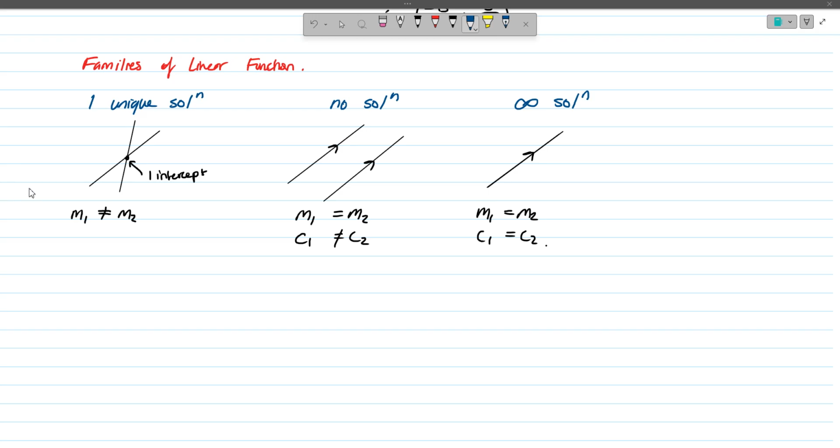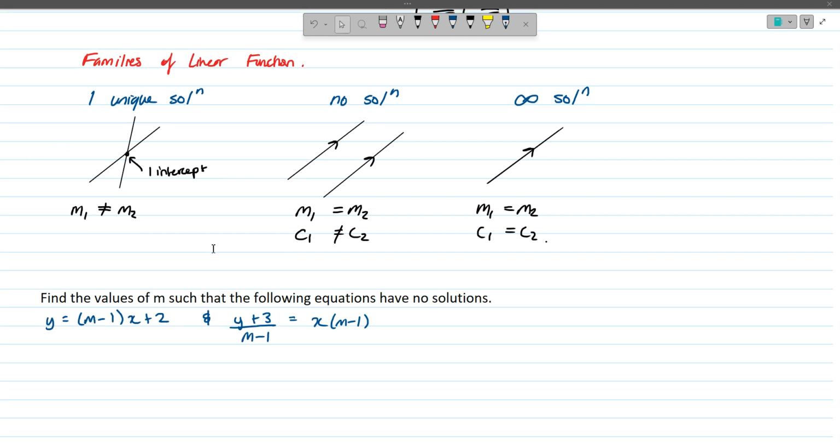So now we're going to look at an example question. Now these don't typically show up at JMSS, but I feel like it's important to know how they work anyways, which is what I'll be covering next. So this is a bit of a challenge one. Find the values of m such that the following equations have no solutions. y is equal to (m minus 1)x plus 2, and (y plus 3) over (m minus 1) is equal to x(m minus 1).